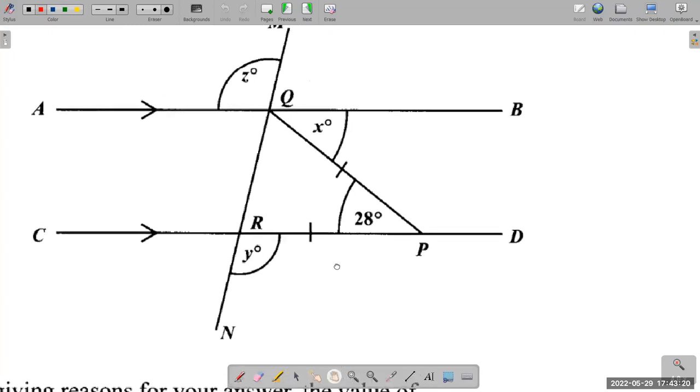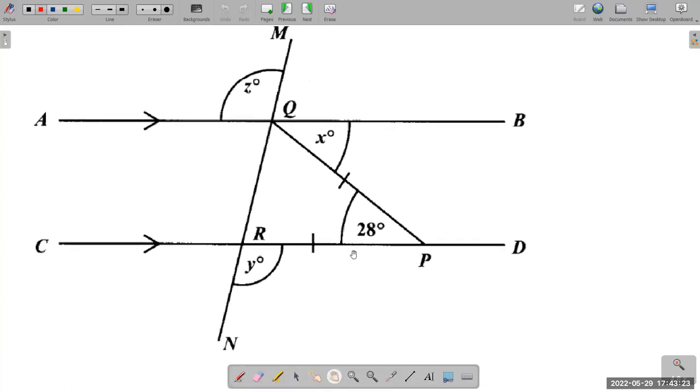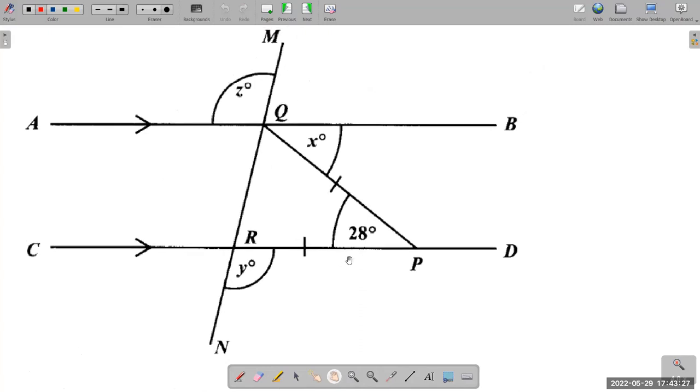This is a lot going on here, but which one is easy to find? Where would you start? Let's find X first. Let's go in alphabetical order. What do we realize about X? How do we find X? Anybody knows?